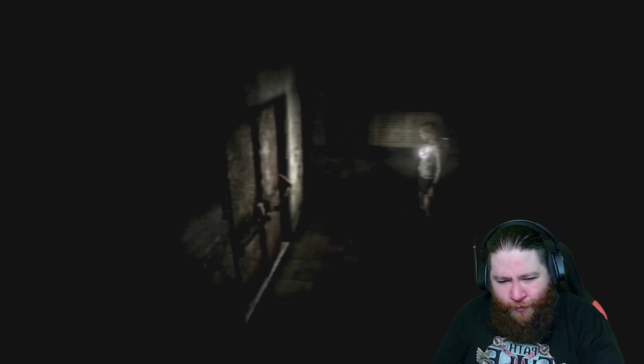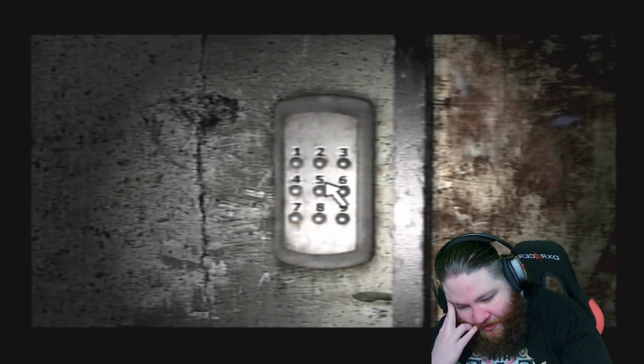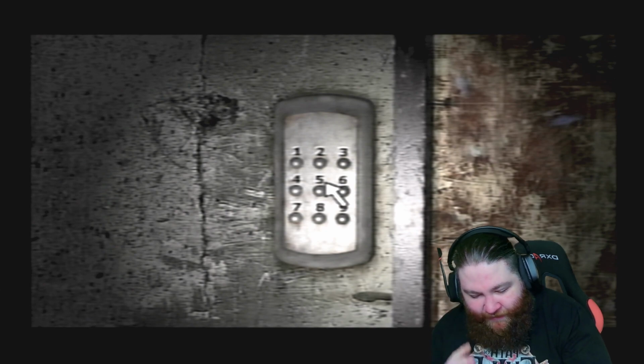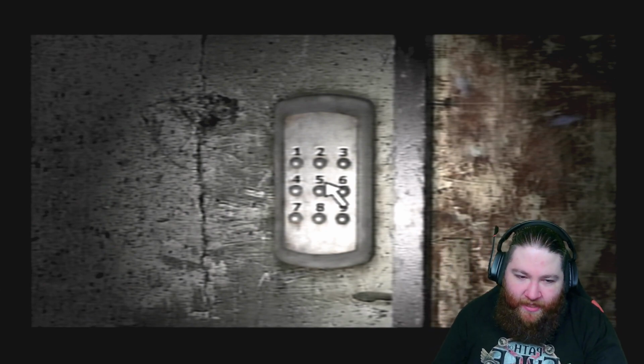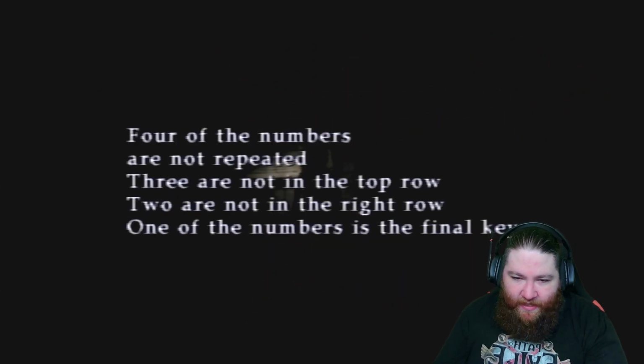Does anybody have a helpful hint for this that isn't just giving me the answer? Because I'm a little stuck. I feel like this second half is what's messing me up, because the right row reference doesn't make sense. 3 are not in the top row. Okay, that's fine. But again, we don't know how many numbers there are, and we don't know if the final key is a reference to the number 9, or if it means the last number of the sequence.